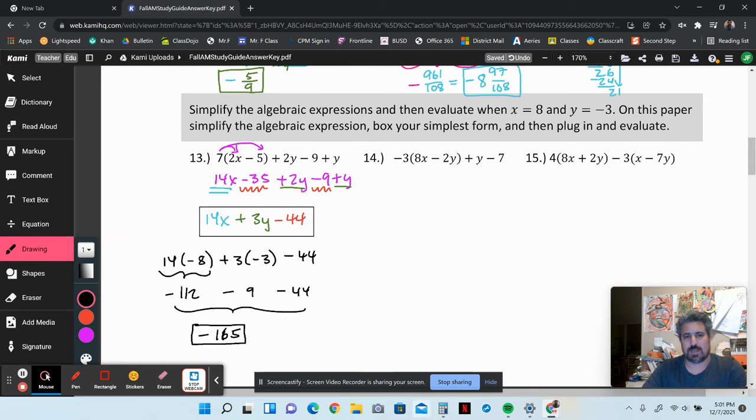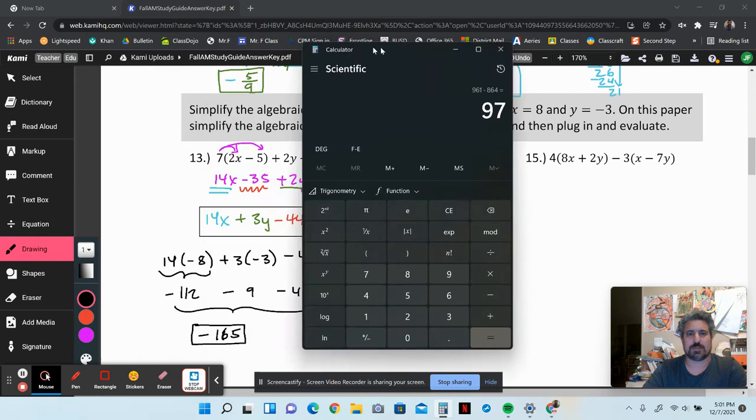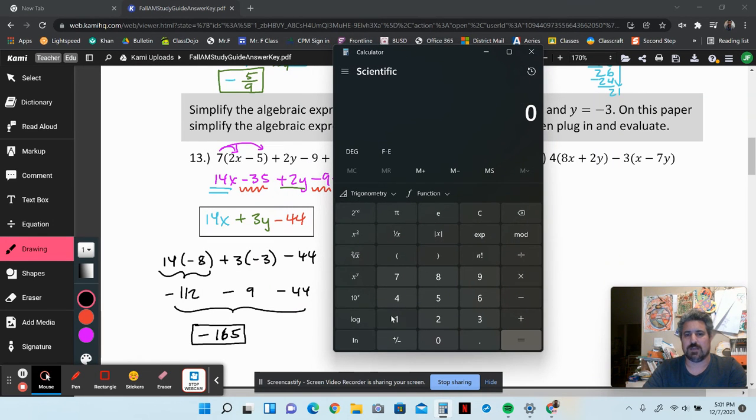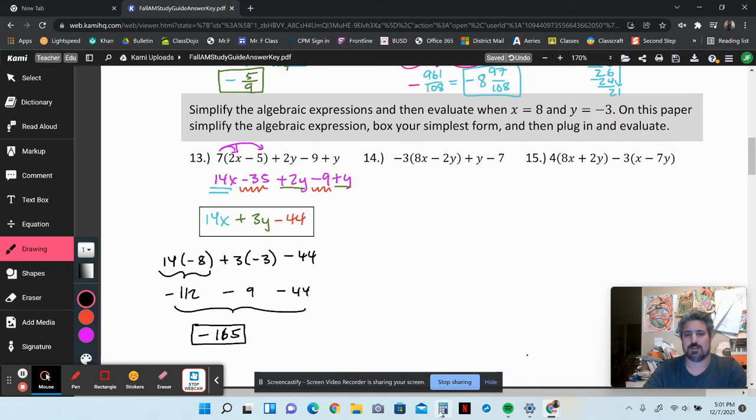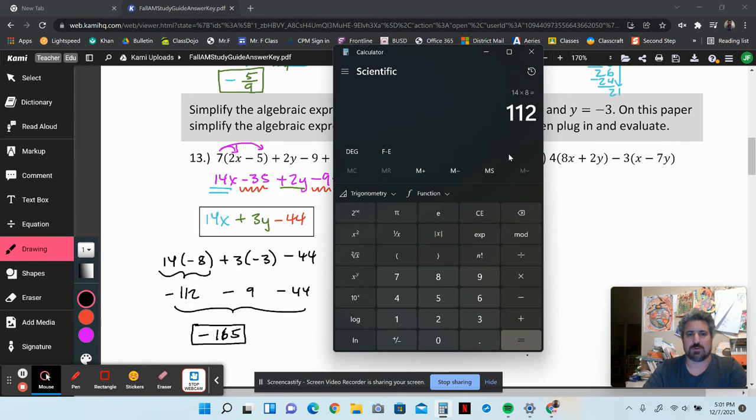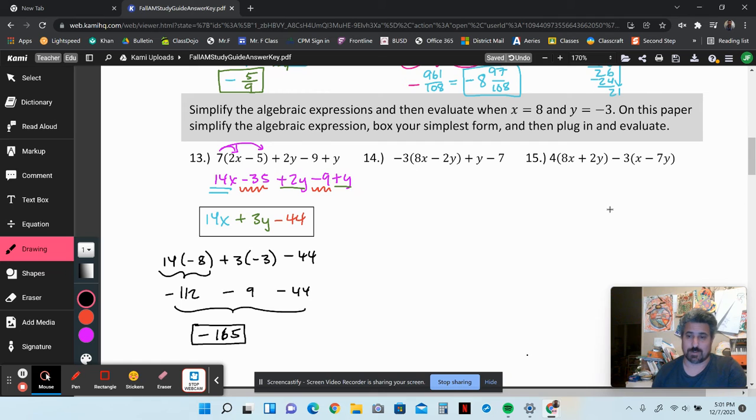And I'm going to check that on a calculator just because I'm a bit tired. I want to make sure I don't make a silly mistake. So 14 times 8 equals 112, good. And then we know that 3 and 3 is 9, that's no problem. And the 44 is obviously 44, so plus 44 and then plus 9 should be exactly what I thought. Yep. Even though I'm tired, it worked out perfectly. Good job, me. Let's do the next one.